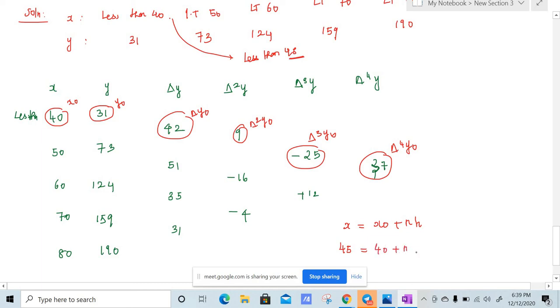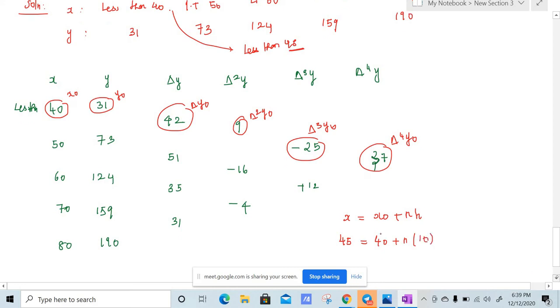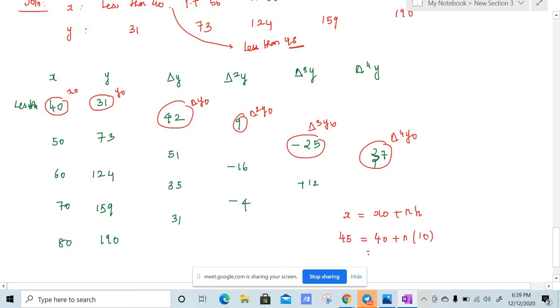So 45 is equal to x naught, our starting value, which is 40, plus n into the interval width, which is 10. This implies 45 minus 40, so 5 is equal to 10n. This implies n is equal to 1 by 2, which is 0.5. So n is 0.5.